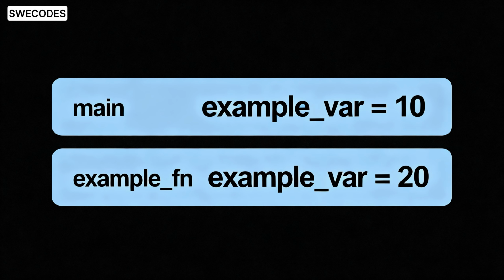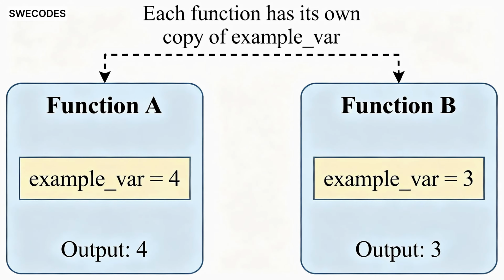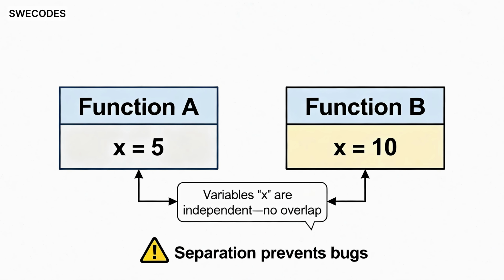3. The fix: declare your own variables in each scope. Here's how we make it valid. main() { int example_var = 3; example_fn(); printf("%d\n", example_var); } void example_fn() { int example_var = 4; printf("%d\n", example_var); } Now, both functions have their own copies of example_var. When this runs, the output will be 4, 3. Notice how each function prints its own value. No overlap. Even though the variable names match, they are completely independent. This separation prevents bugs and keeps each function's data self-contained.